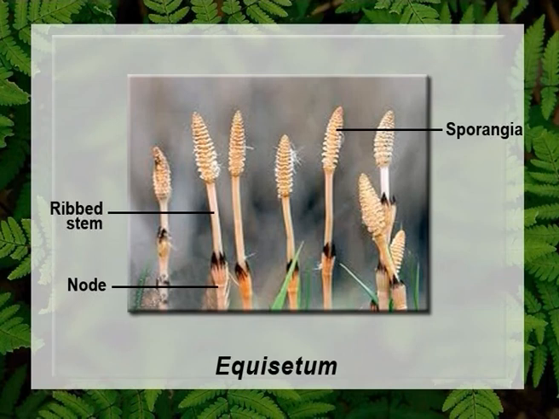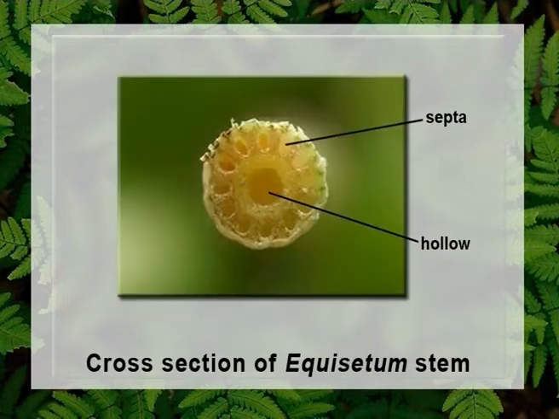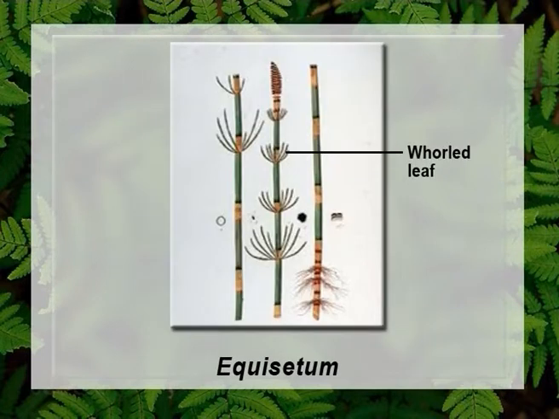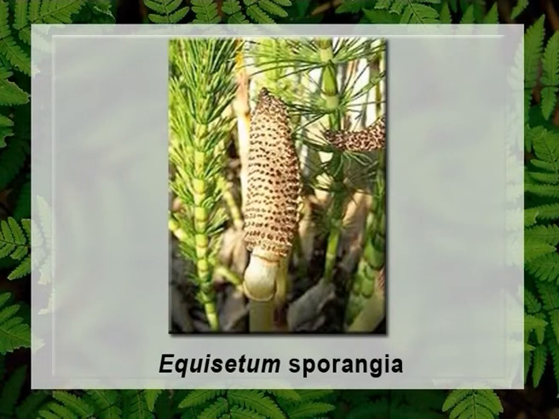This ribbed stem contains epidermal cells that are impregnated with silica. The stems are hollow inside and the leaves are whorled. The leaves are laterally fused to form a sheath-like structure at the nodes. At the tip of some of the aerial stems are strobili, or simply cones, which contain sporangia.